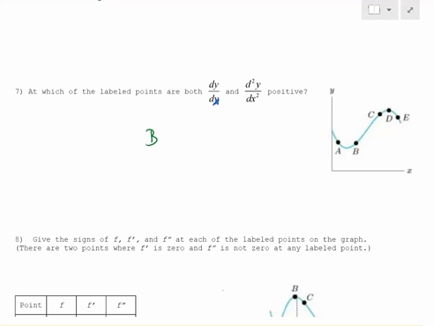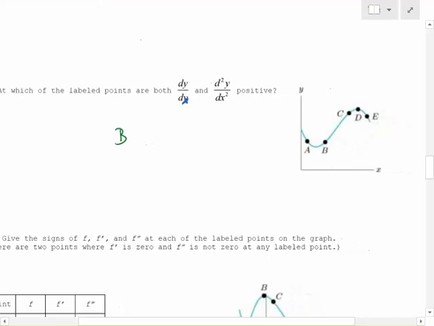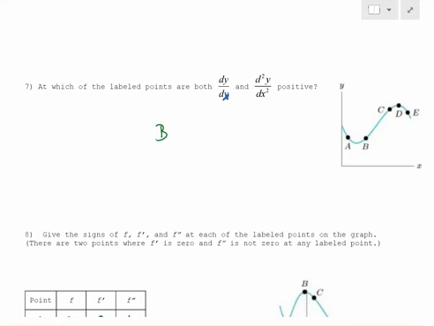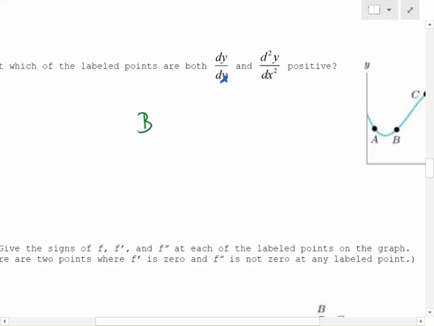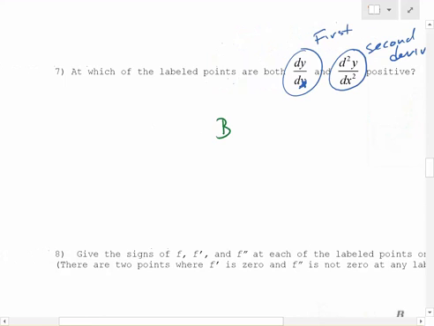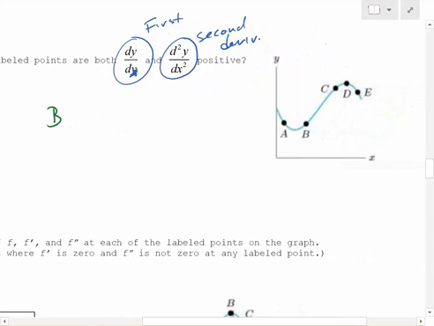Notation help. This page that we're looking at right now is part of your notes, so you should be able to go in and take a look at it. This means right here, first derivative. And this right here means second derivative. Exactly. So it's asking at which of the following points are both the first derivative and second derivative positive.